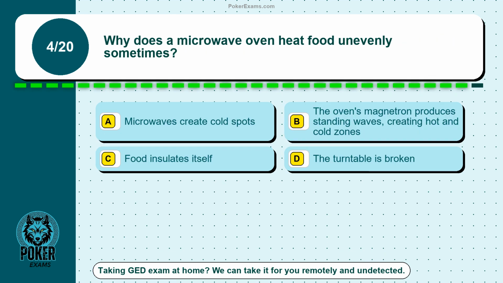Question 4. Why does a microwave oven heat food unevenly sometimes? Option A. Microwaves create cold spots. Option B. The oven's magnetron produces standing waves, creating hot and cold zones. Option C. Food insulates itself. Option D. The turntable is broken.